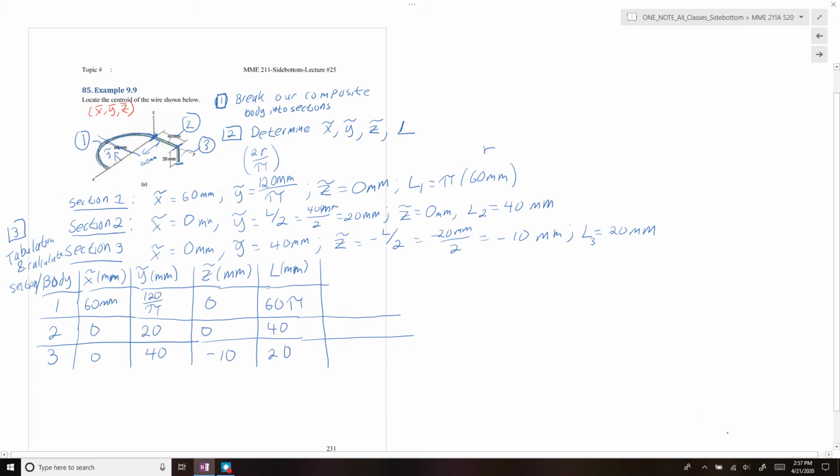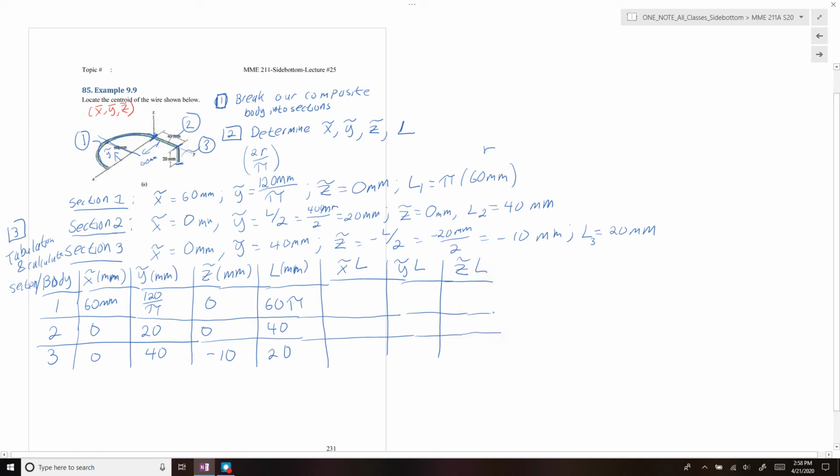Alright, so now the numbers have been copied down. The last thing we need to do is determine, for each of our bodies, the value of x tilde times the length, y tilde times the length, and z tilde times the length.